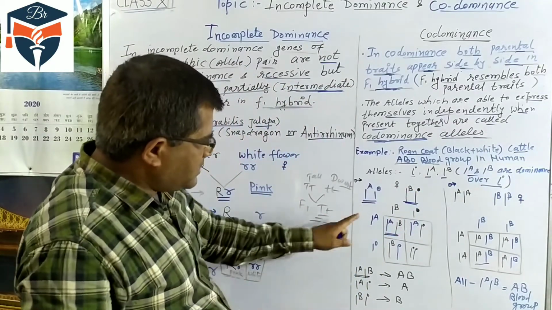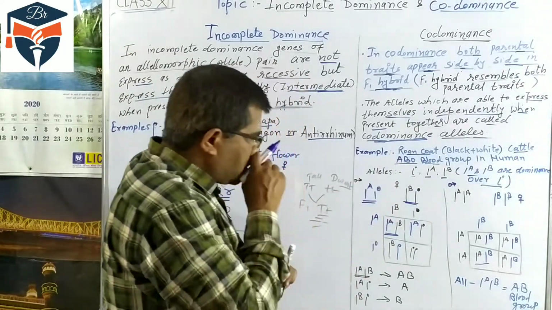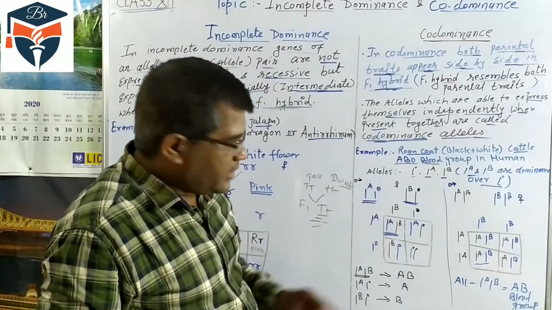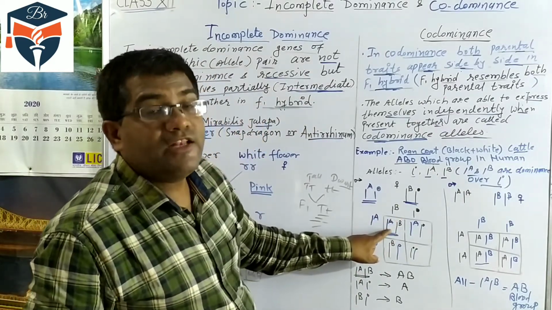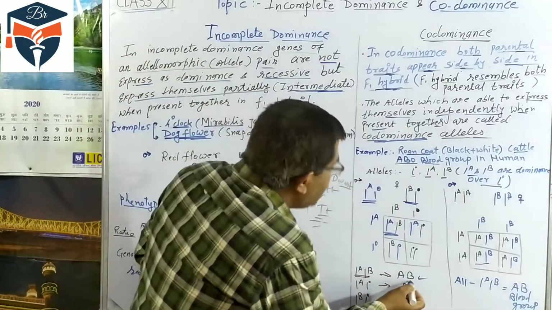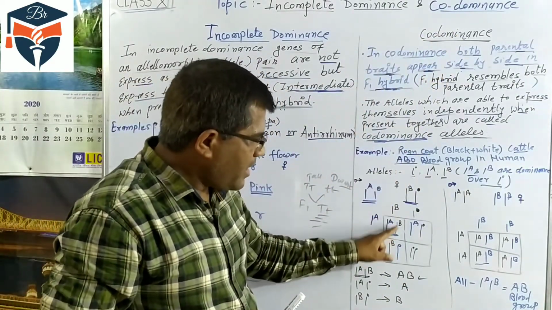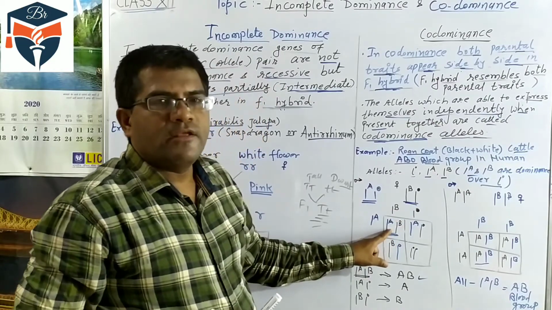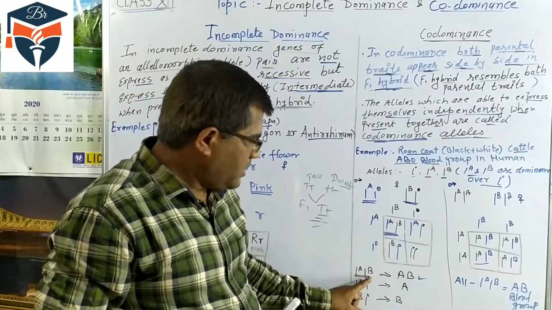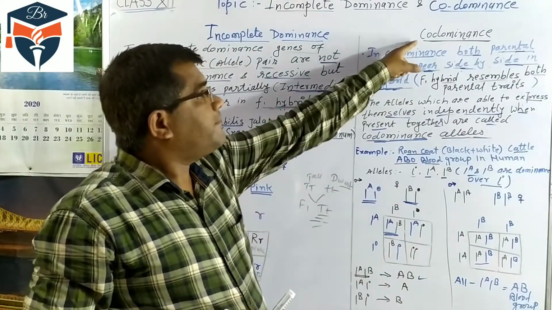what happens? If mating is done, one is a male, another is a female, so what are we getting? This condition comes: IA IB. It means here both alleles are expressed, and that's why the blood group is AB. So this is an example of co-dominance. In this case, both alleles IA and IB are expressed in the progeny, and that's why the blood group is AB.